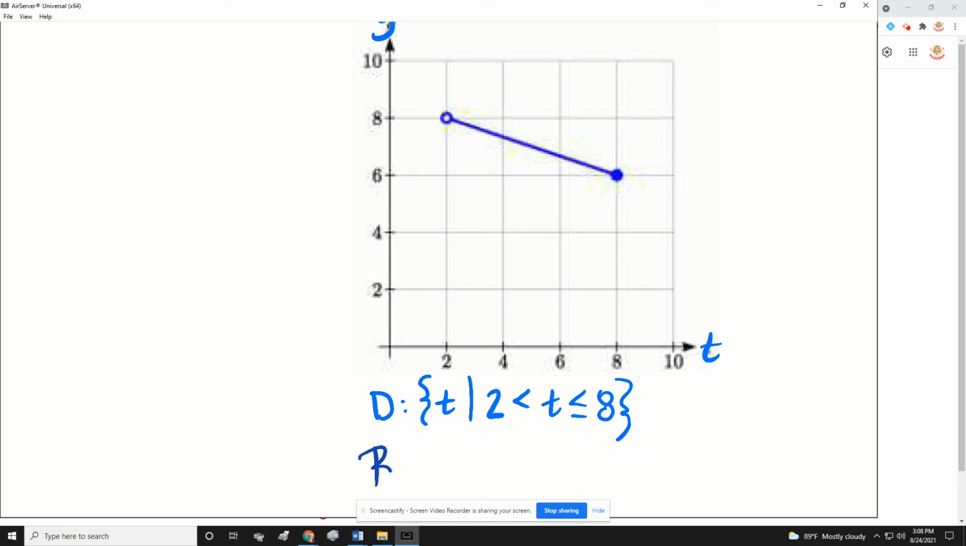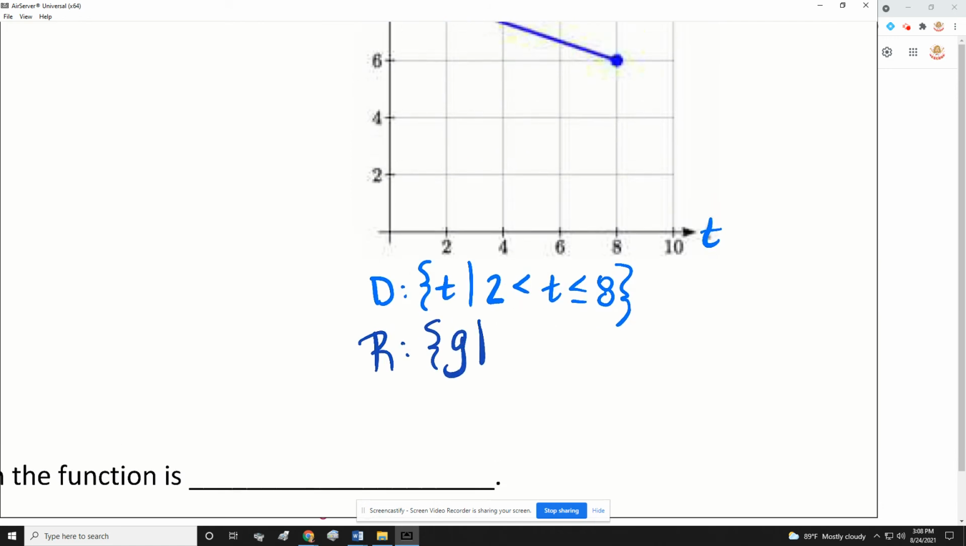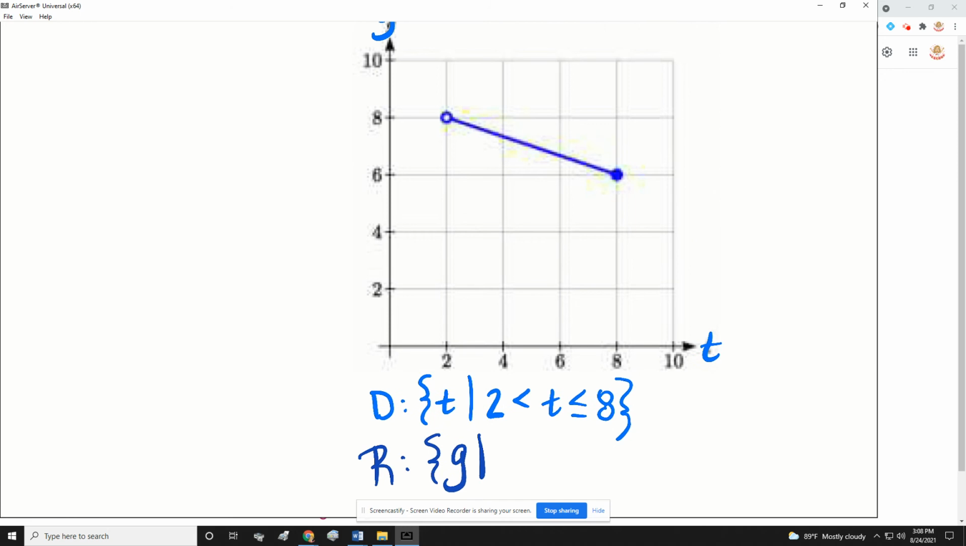Okay, so for the range, we're going to do set builder notation. Now our range variable is g. All right. Now the lowest y, or the lowest g value, I should say, where I have something graphed is at 6. And I do have a closed circle there, so I'm going to do less than or equal to g. All right, and then we have another less than. This time it's open at 8, so it's just going to be less than 8.